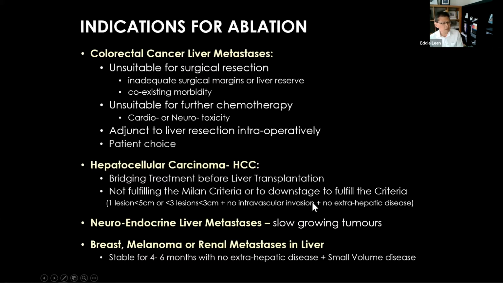In a smaller proportion of patients with neuroendocrine tumors, because these are slow-growing tumors, there is benefit of using ablative therapy to control the disease. And lastly, patients with breast, melanoma or renal metastasis into the liver, but they need to show stability of the disease for 4 to 6 months with no extrahepatic disease, or at least should have small volume disease.